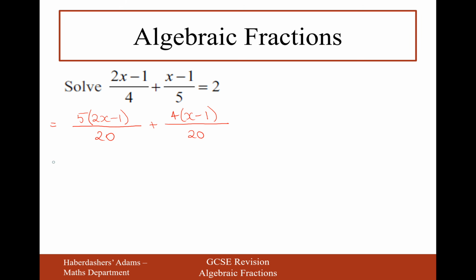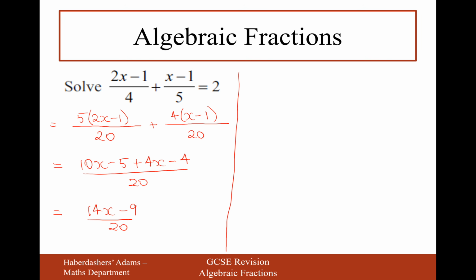So let's now put the two together. So 10x minus 5 plus 4x minus 4. And that will all be over 20. And let's simplify it together. 14x minus 9 over 20.